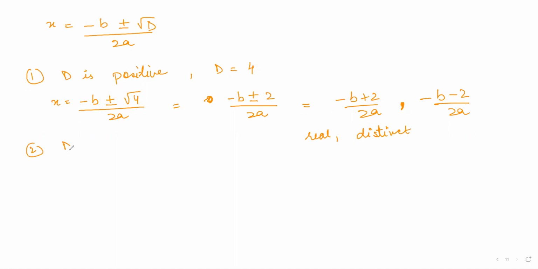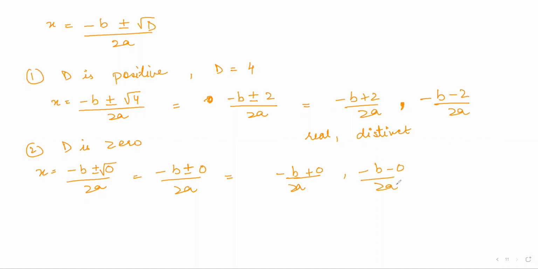Second, if D is 0, what will remain in the formula? Now minus b plus minus 0 divided by 2a, right? Under root 0 is also 0. So minus b plus minus 0 divided by 2a. That means you are not adding something, you are not subtracting anything. Plus 0 minus 0. So the roots remain minus b by 2a, minus b by 2a, right?